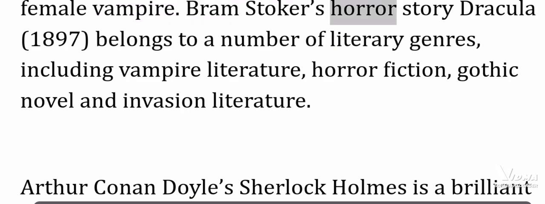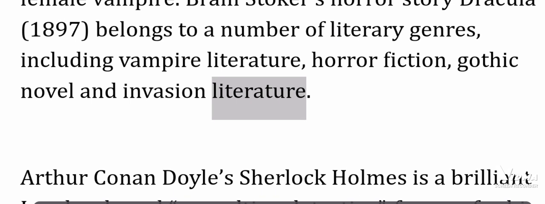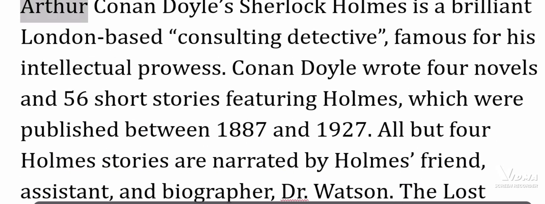Bram Stoker's horror story Dracula, 1897, belongs to a number of literary genres, including vampire literature, horror fiction, gothic novel, and invasion literature. Arthur Conan Doyle's Sherlock Holmes is a brilliant London-based consulting detective, famous for his intellectual prowess.